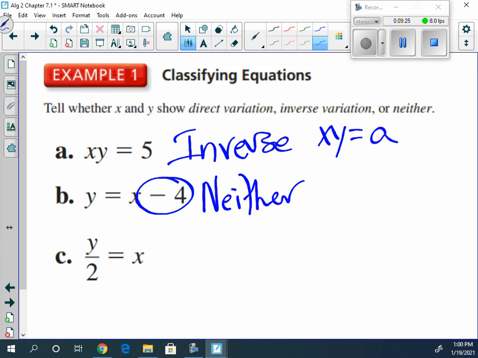Because these direct and inverse variations are not going to be dealing with addition or subtraction. They're going to be either increasing or decreasing at a constant rate, a constant amount. Because this would be a linear equation. It wouldn't necessarily be direct or inverse.